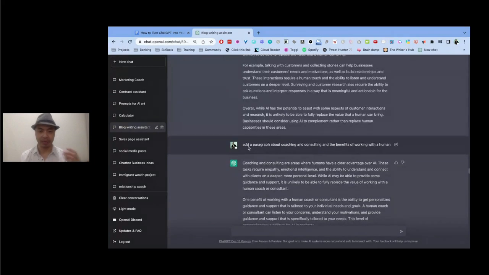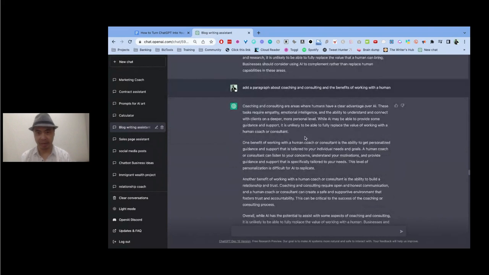So I asked it to add a paragraph about coaching and consulting and the benefits of working with a human, and then it elaborated on that. It expanded on that and said, the ability to understand and connect with clients on a deeper, more personal level. These are things that AI can't really do, right? So it says, while AI may be able to provide some guidance and support, it is unlikely to be able to fully replace the value of working with a human coach or consultant.